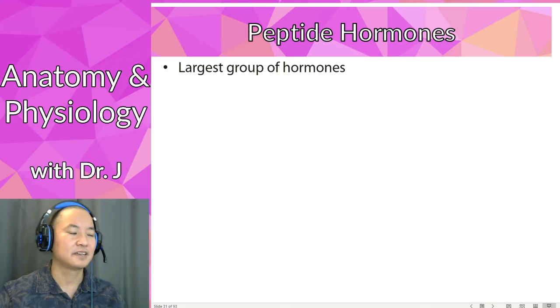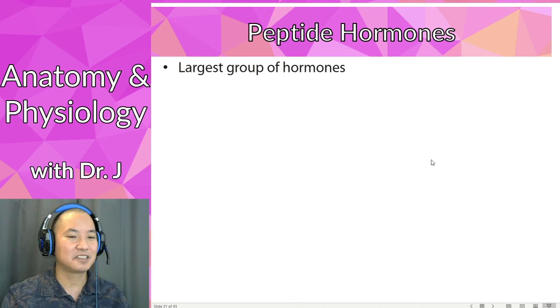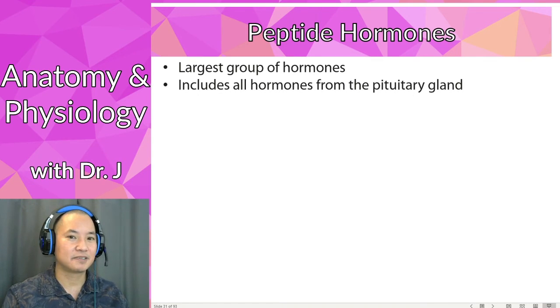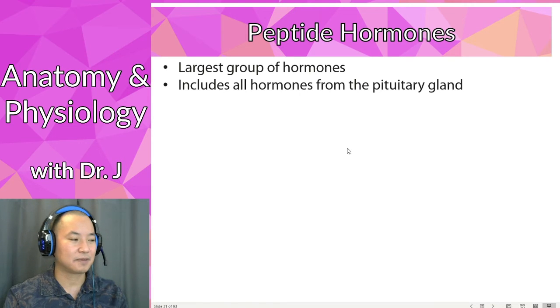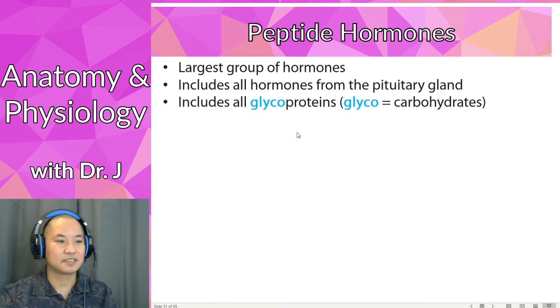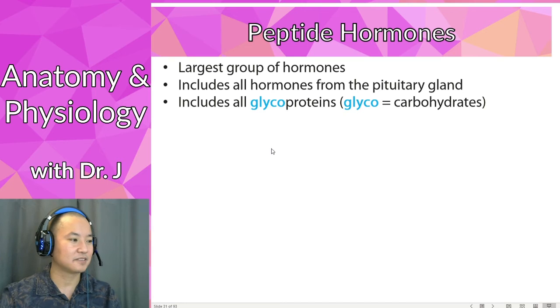All right, peptide hormones are the largest group of hormones. Do I expect you to know every single peptide hormone? No. But you should know the general properties and how they're made: they're all made from amino acids and polypeptide synthesis, and this includes all the hormones from the pituitary gland. We'll cover the pituitary gland very soon. All the pituitary gland hormones have a polypeptide at the very backbone. It also includes all glycoproteins. Whenever you see the prefix or root word glyco, it refers to sugars and carbohydrates, but they're still proteins at their core. They start off as proteins, but then sugar molecules are attached to them.